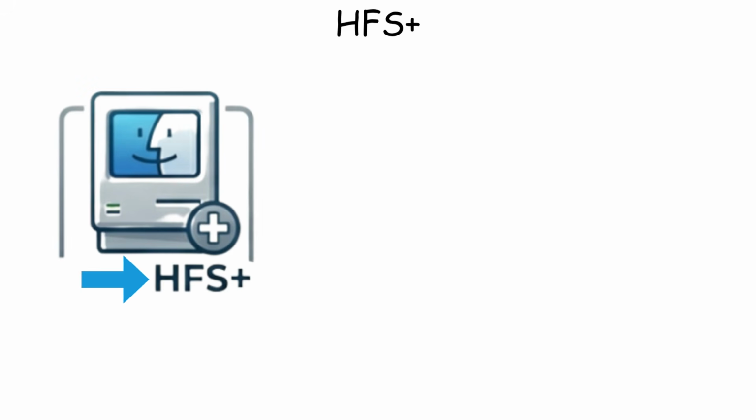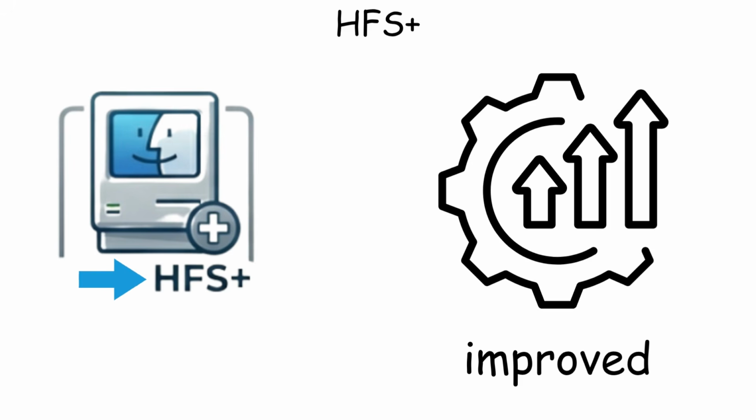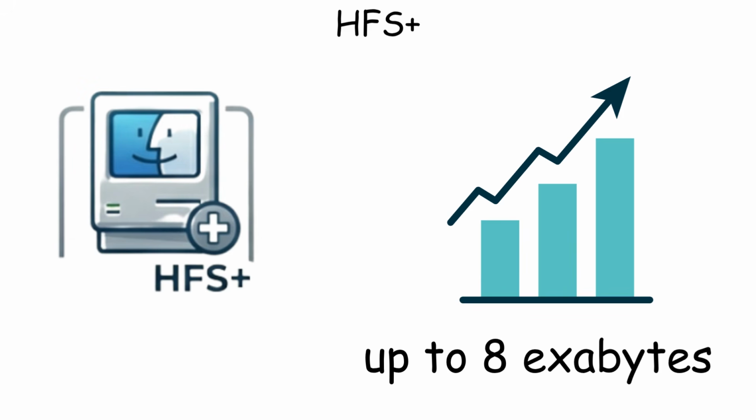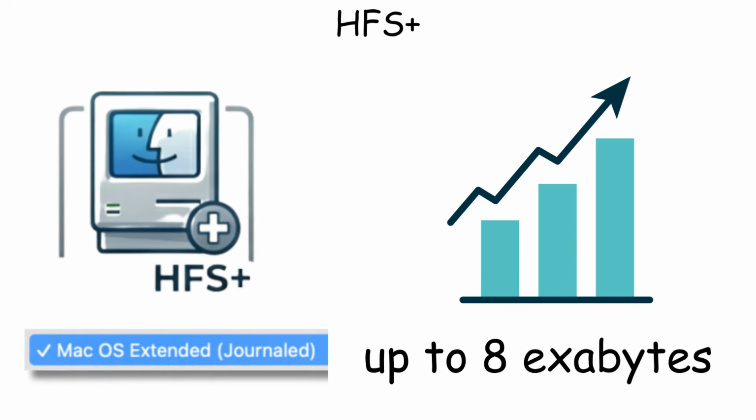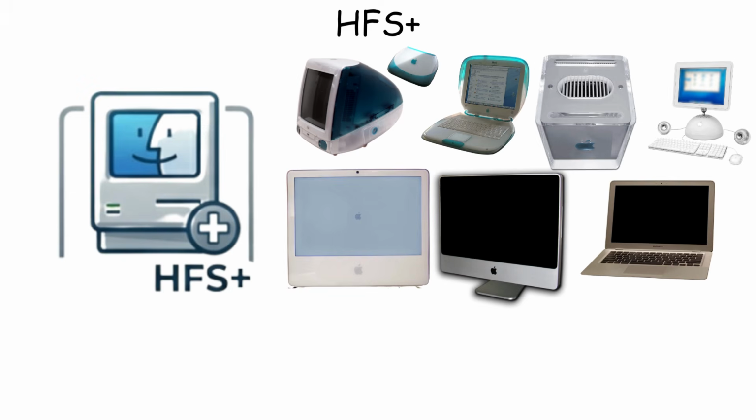HPFS was later replaced by HPFS Plus, also known as macOS Extended. HPFS Plus is an improved file system that increased storage limits and introduced optional journaling for better reliability. For many years, HPFS Plus was the standard file system for Mac computers.